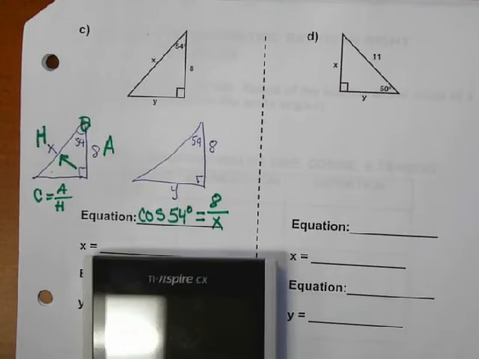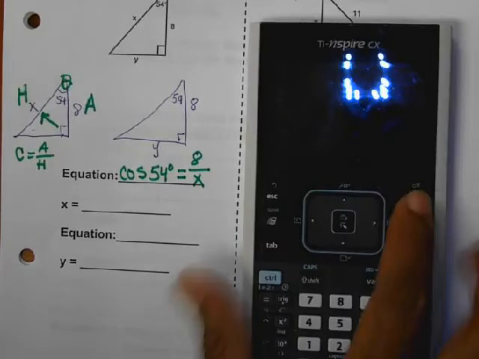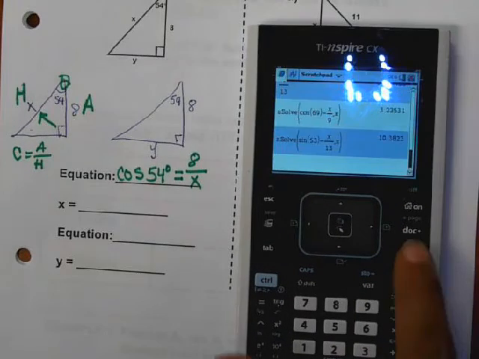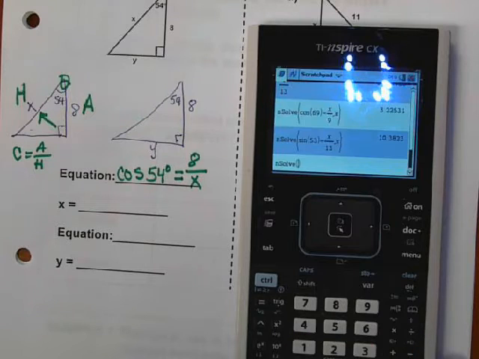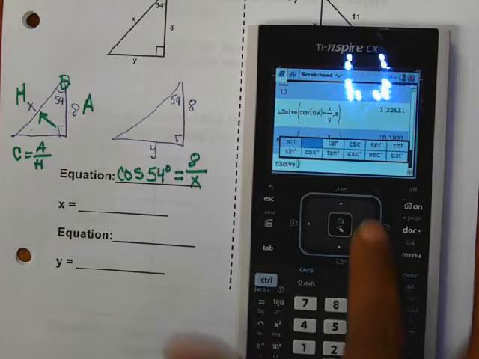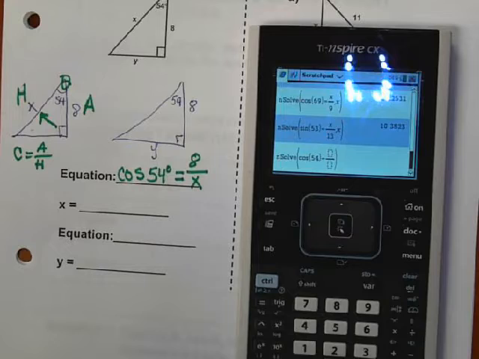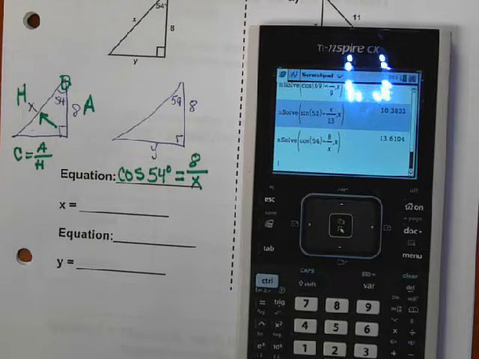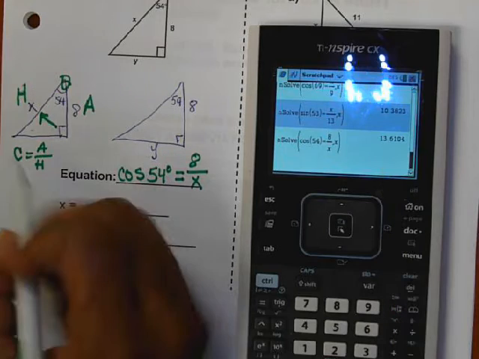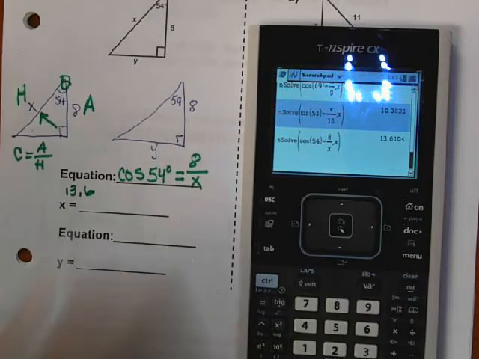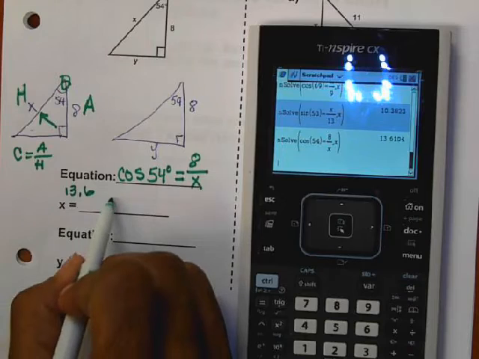I'm going to grab my handy dandy Inspire: menu, algebra, numerical solve, trig, cosine, type in 54, arrow over, equals, control divide, 8 over x, arrow over, comma, x, enter. So x is approximately 13.6. If I'm rounding to the nearest whole number, that means it would round to 14.